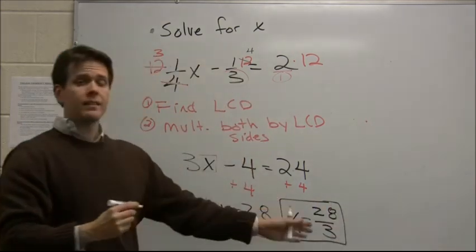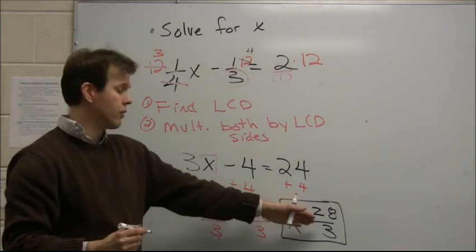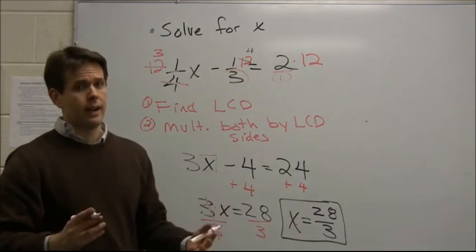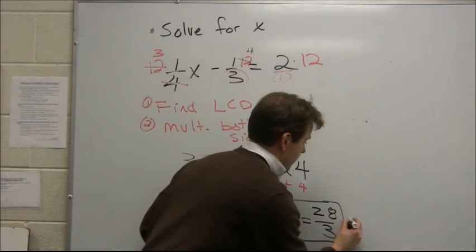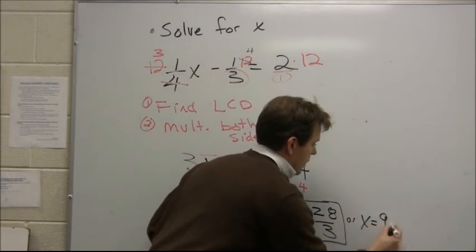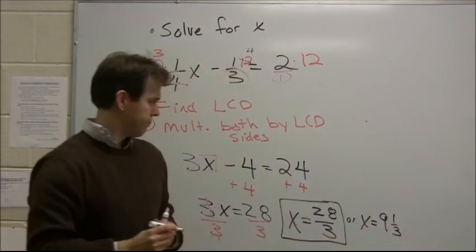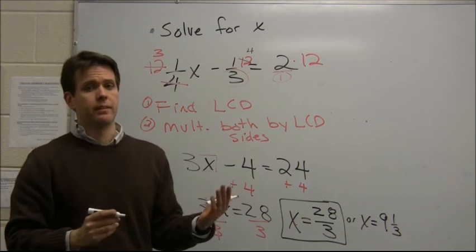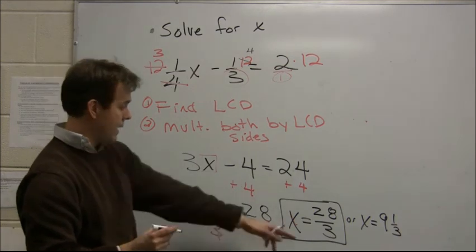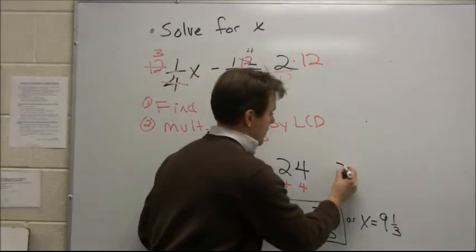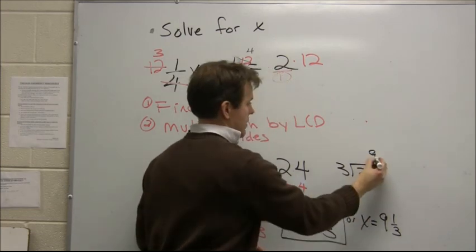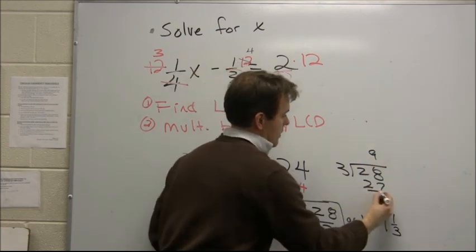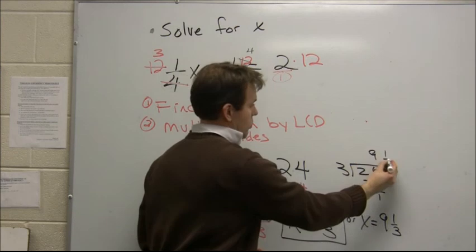Now some students don't like that final answer. They want to go ahead and divide 3 into 28. That's certainly fine. You can do that, get 9 1/3. You can certainly write it like that as well. Either answer is certainly fine. Okay? And we got that by dividing 3 into 28. Right, goes 9 times, 3 times 9 is 27. There's 1 left over, so that's the 1/3.